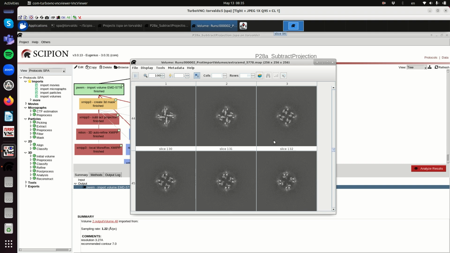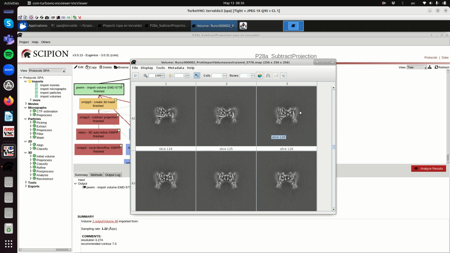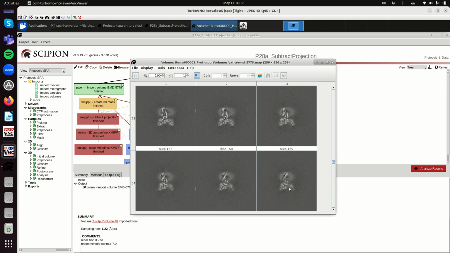So here you can see the nanodisk, and if we make slices in some other direction, we can also see the nanodisk here. Here are the transmembrane helices and the structure outside. Here is the structure outside. So we can see it here in 3D.